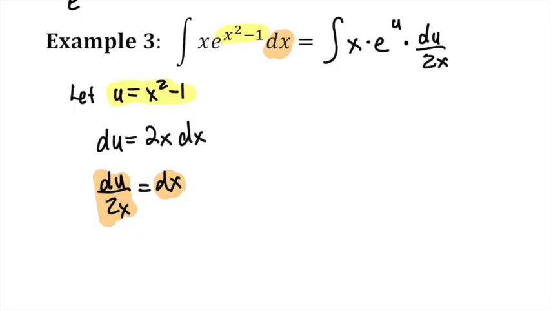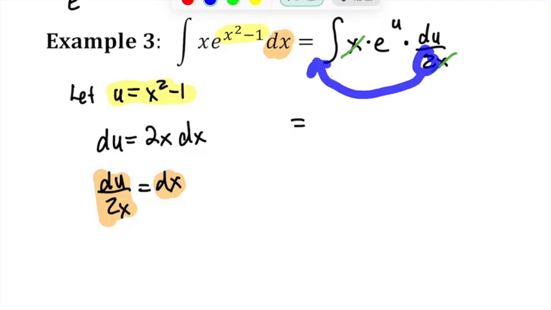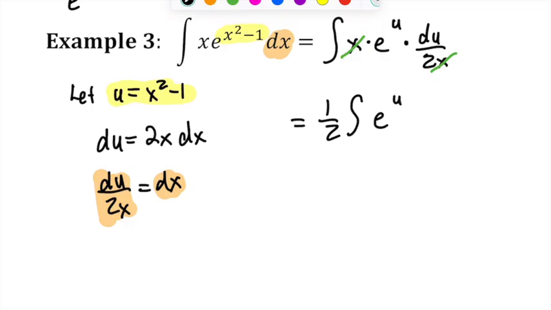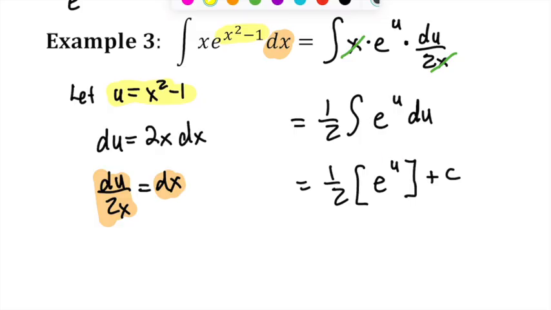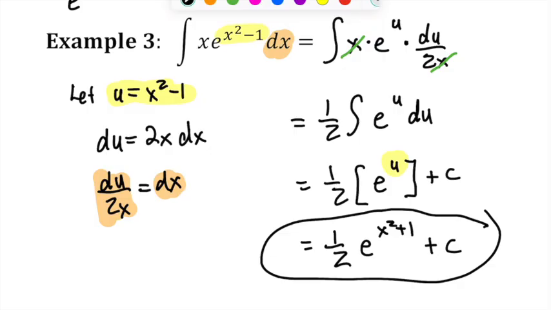Now, everything after this that's an x should cancel. And in this case, it does. So if I rewrite my formula, I'm going to pull the 1/2 outside. And we're just left with e to the u du. Now, the integral of e to the u is just e to the u again. We always have our plus c at the end. And then substitute x back in for u. And that is my answer for example 3.